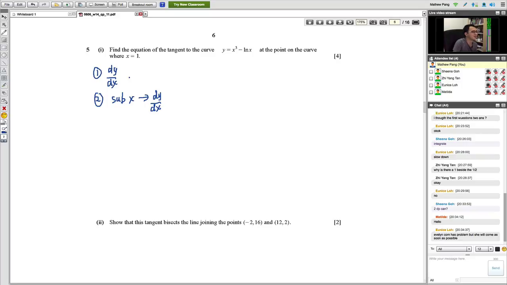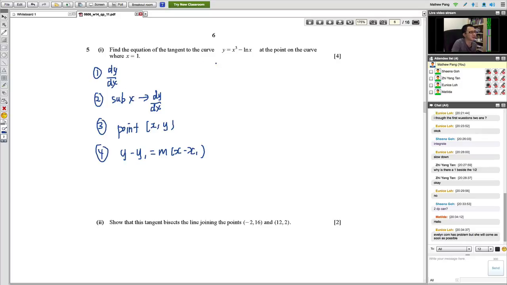Okay, because dy/dx actually is a gradient, right? So the third step, you will need to find one coordinate. You will need to find a point or a coordinate which has x and y. Then the last step, you just do y minus y1 equals m(x minus x1), which is the gradient formula. Alright, this is the fourth step to find the equation of a tangent.